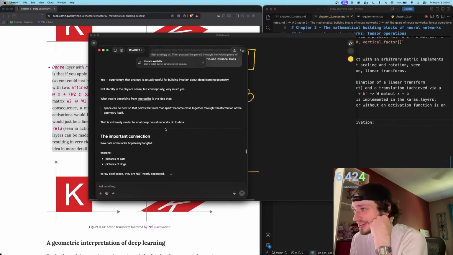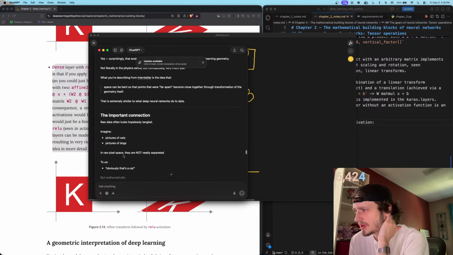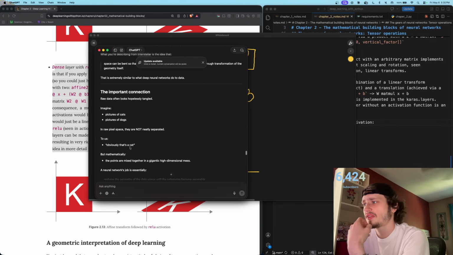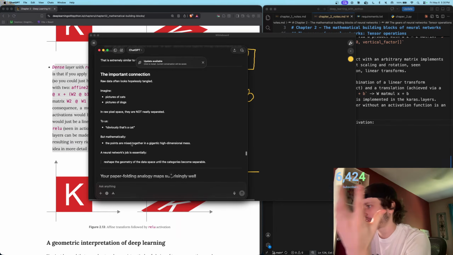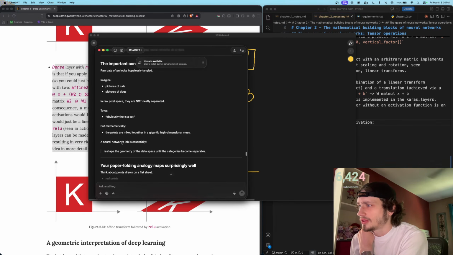The important connection: raw data often looks hopelessly tangled. Imagine pictures of cats and pictures of dogs. In pixel space, they're not neatly separated. To us it's obviously a cat, but mathematically the points are mixed together in a gigantic, high-dimensional mess. A neural network's job is essentially to reshape the geometry of the data space until the categories become separable.